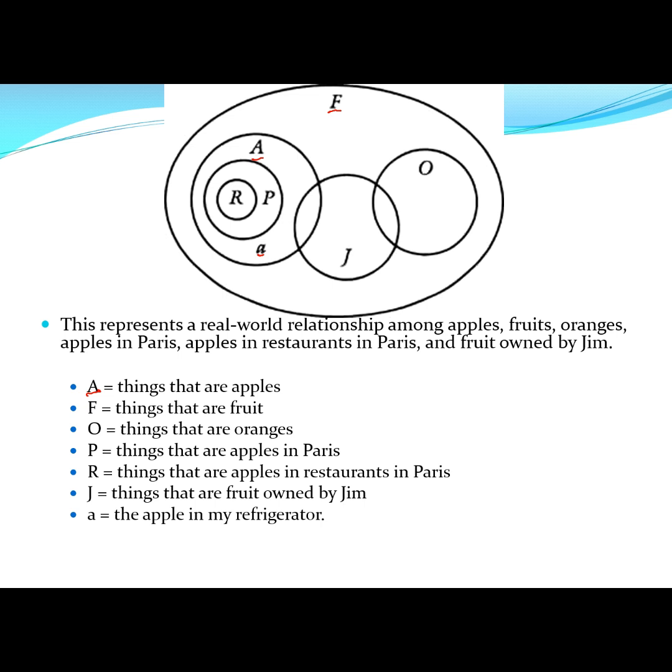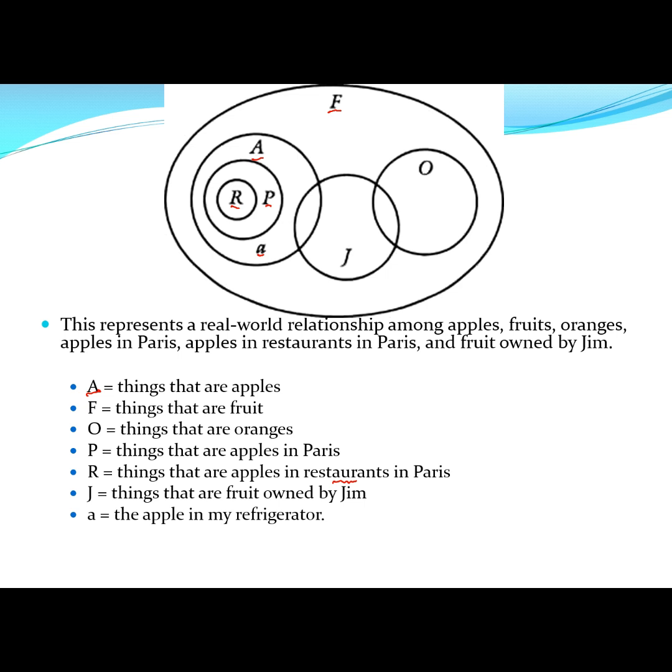And then we go into another subclass, which is P. These are things that are apples in Paris. So if you're in the city of Paris, that's their share of apples. And then within Paris, we have R, which is a subset, things that are apples in restaurants in Paris. So if you have all the apples in Paris, and then you have all the restaurants within Paris that have apples, that would be that smaller circle.